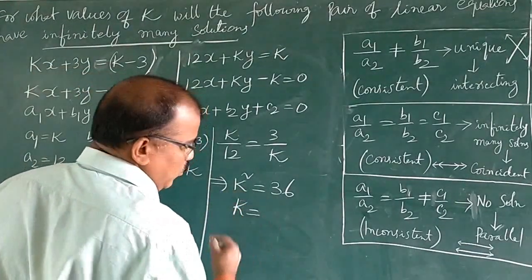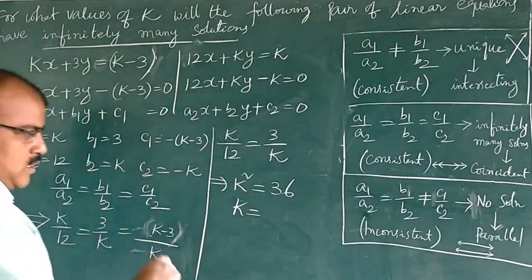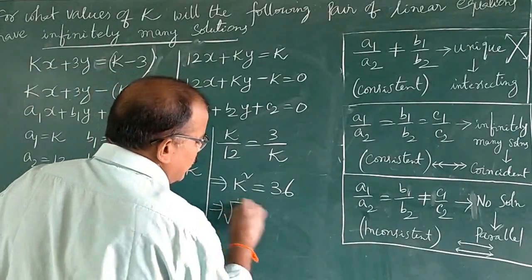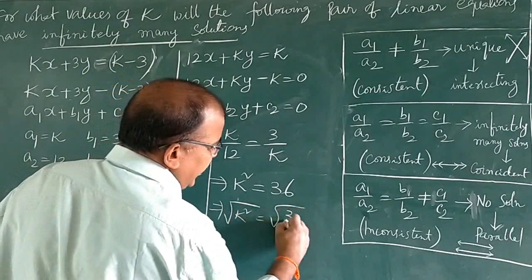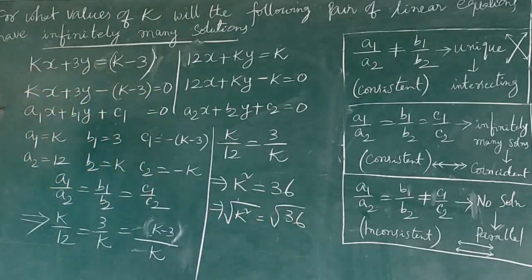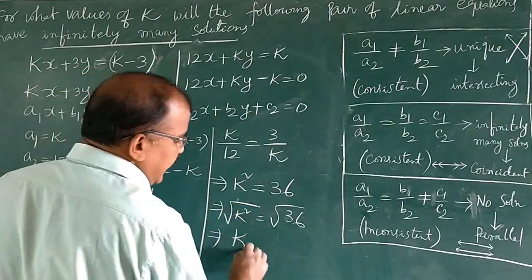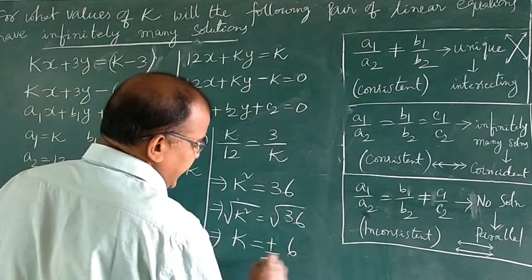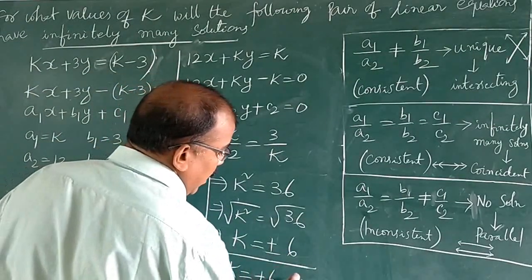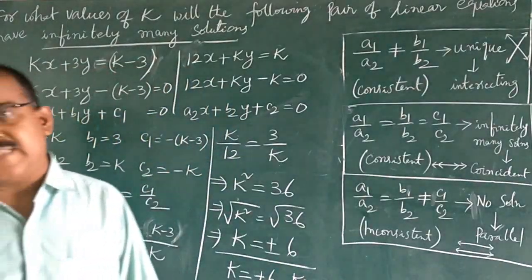Now find the k value. Apply square roots on both sides. Square root of k square, square root of 36. The 2 and 1 by 2 will be cancelled, for this exponential form e to the power of m, to the power of m. Then square root of k square is nothing but k. Here plus or minus 6. In this first case I got k is equal to plus 6 or k is equal to minus 6.